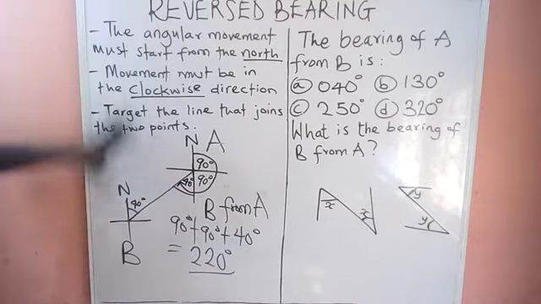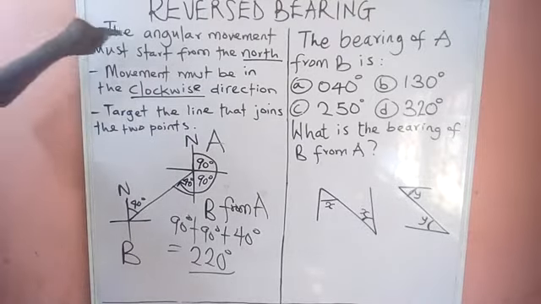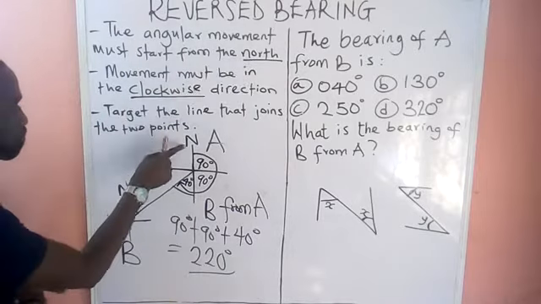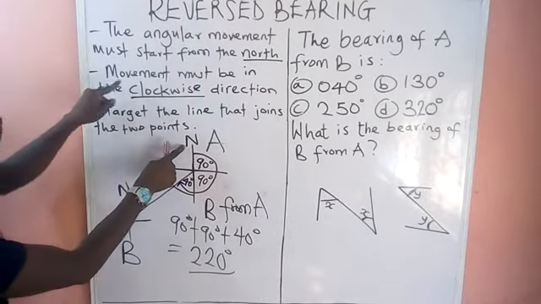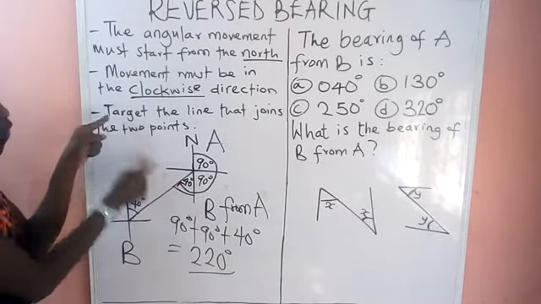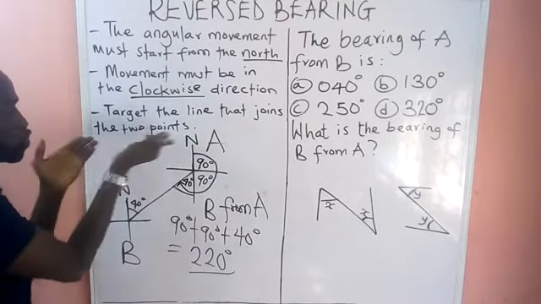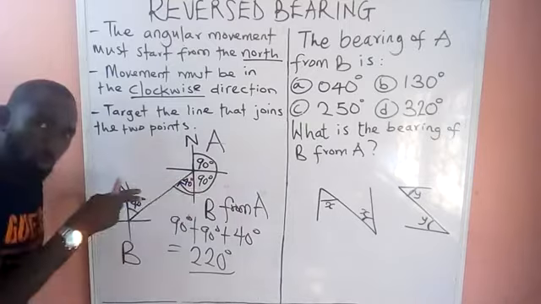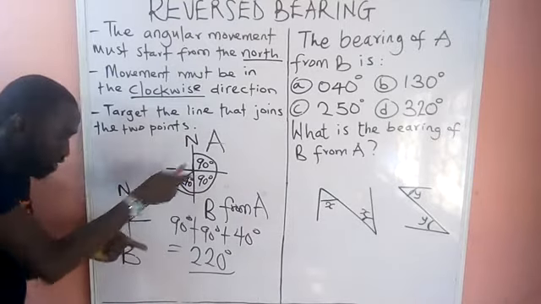Look at this. Just take note of these 3 key points. The angular movement must start from the north. What's the next thing? We'll move in the clockwise direction. What is the third one? We target the line that joins the 2 points. So it means if I want to stop, I must stop on the line that joins the two together. Are you with me now?